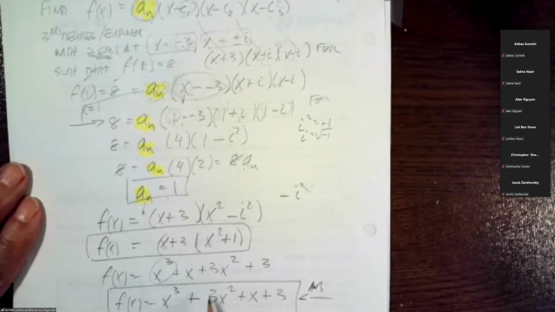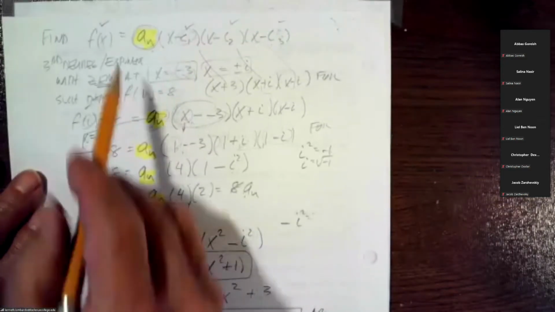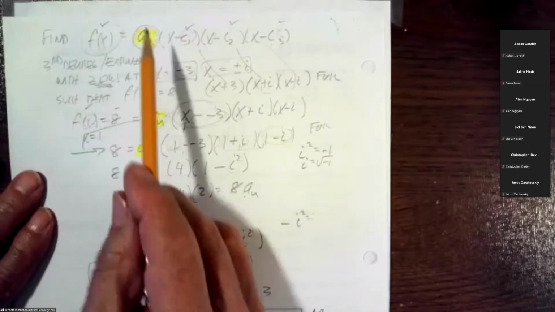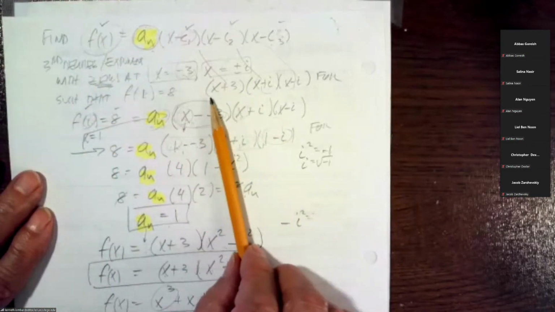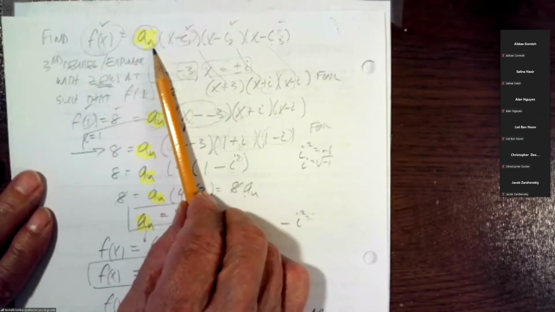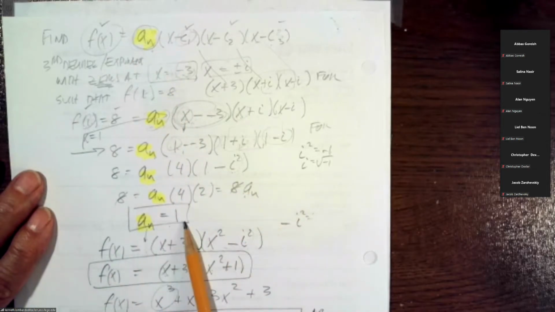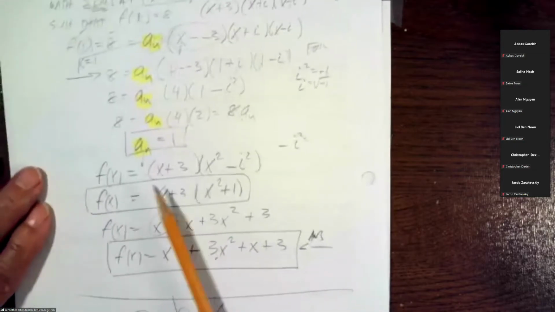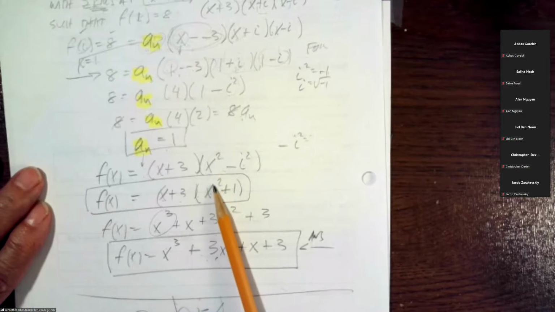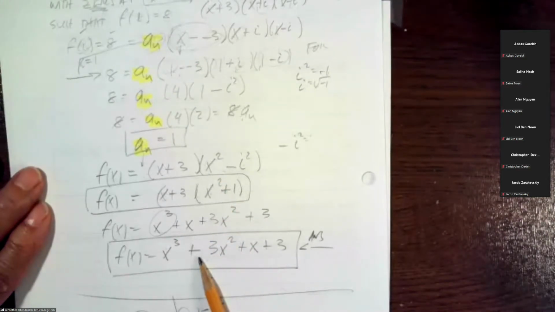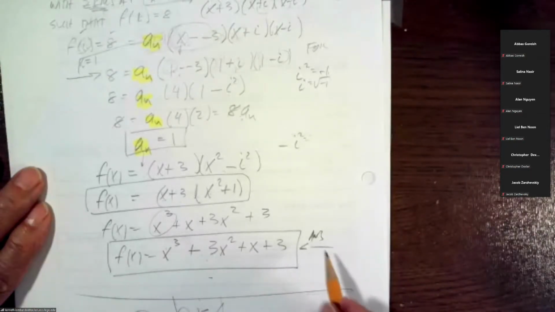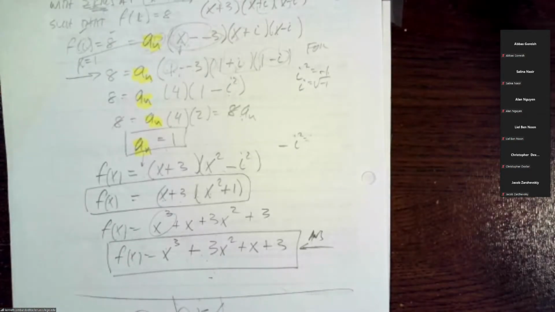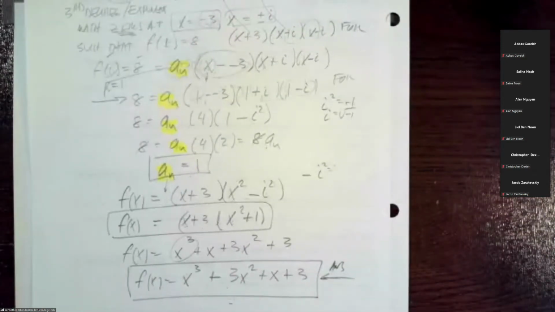So our simplified answer, after we've gone through the process, is the f of x value that we're looking for up here. We plugged in the values that we were given and solved for a sub n. Here's a sub n, and it turned out to be 1. We did it by plugging in the values. So it equals this, and when we simplify, we end up with f of x equals x cubed plus 3x squared plus x plus 3. Okay, I'm going to stop at that point and ask for any questions on what we did there.